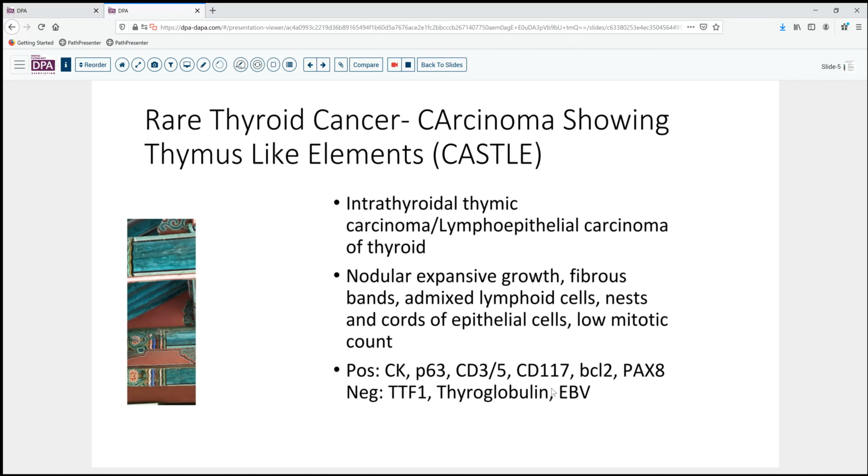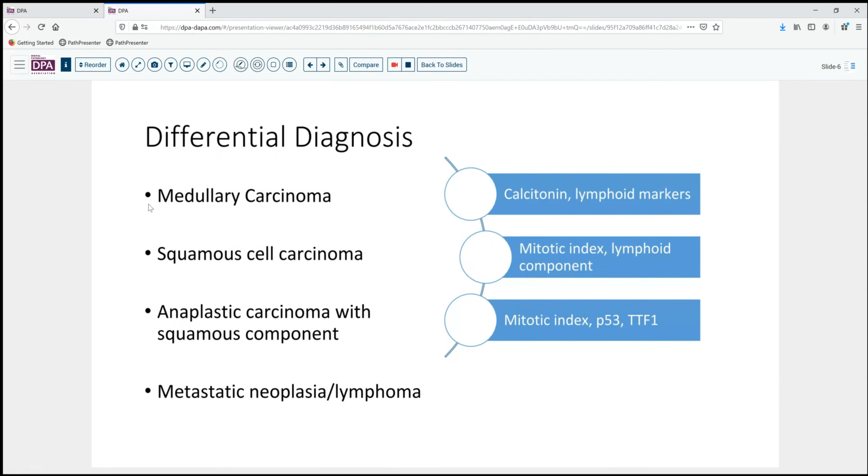They also are negative for EBV, which is an important consideration in excluding lymphoepithelial carcinomas arising elsewhere in the head and neck. So with that consideration, what do we know? Well, the differential diagnosis could include medullary carcinoma. It doesn't look a whole lot like that, but with maybe a better differentiated appearance. So sometimes you may want to do calcitonin or other lymphoid markers to exclude that possibility.